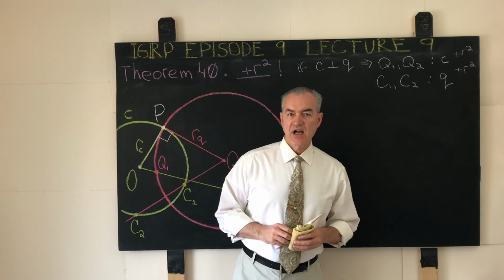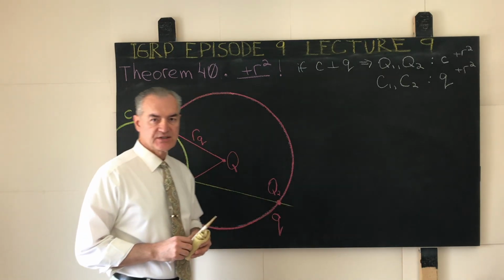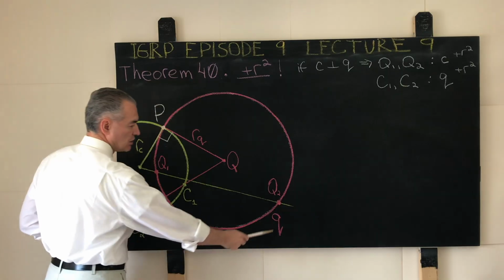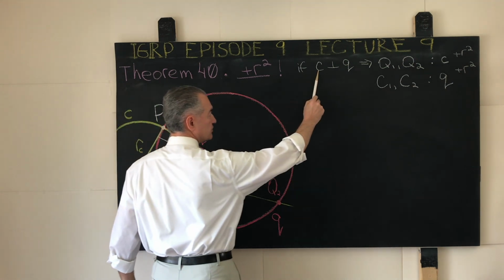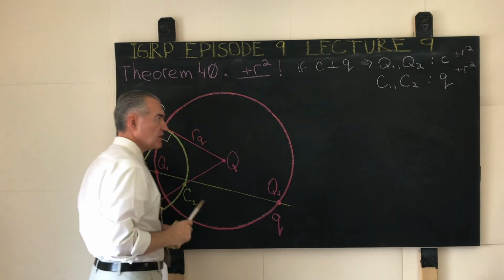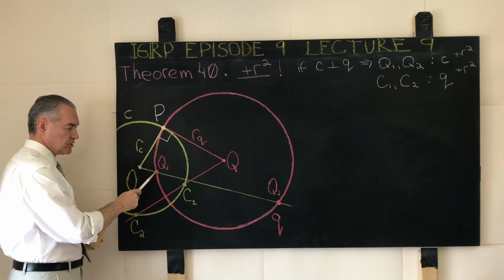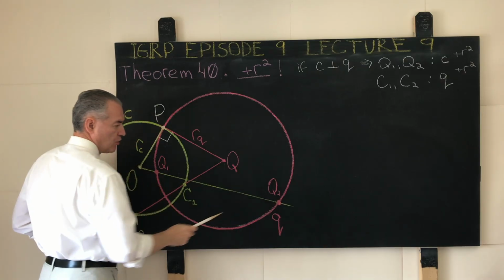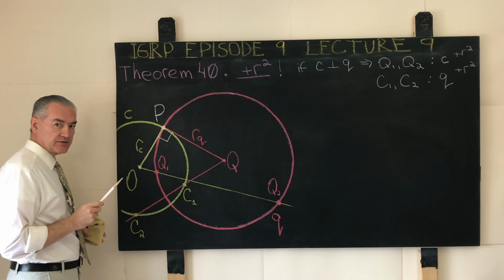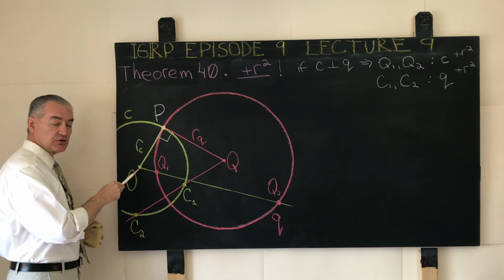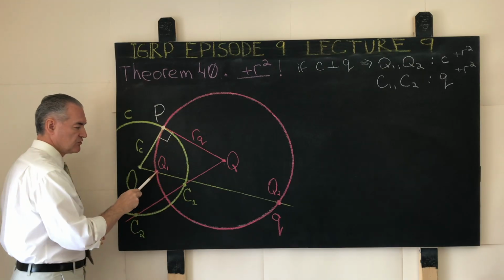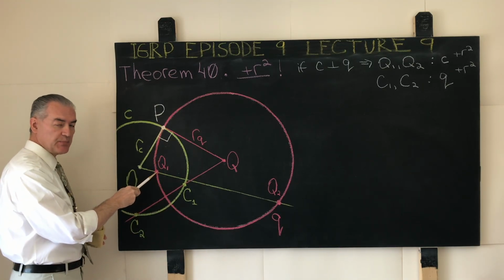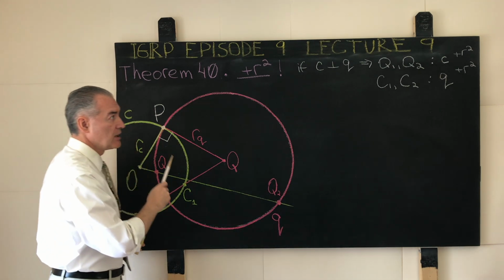Theorem number 40 is the converse of theorem number 39, and it states that if two coplanar circles Q and C are orthogonal, then the points Q1 and Q2 of intersection of any secant drawn through the center of the other circle, the circle C or the point O, to the circle Q will be the inversive images of each other with respect to the circle C with positive power.